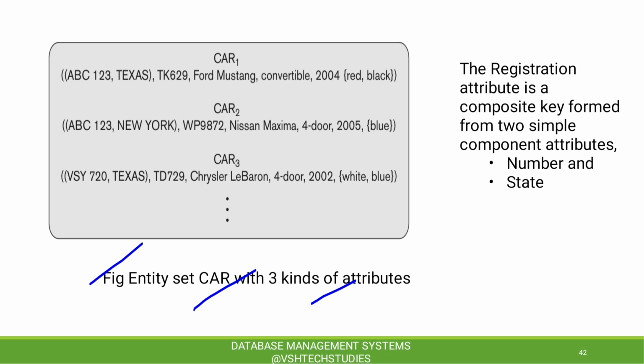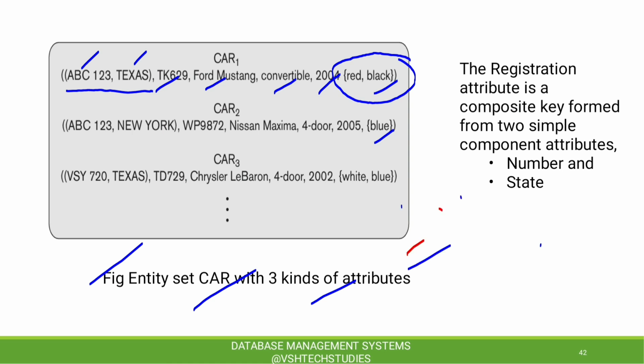So here vehicle ID, vehicle model, make, year are simple attributes. Registration ID is the composite attribute which is further divisible into two, one as state code, another as number. And colors attribute is a multivalued attribute which can have one value or, at the maximum, two values. This figure shows the value sets for the three car entities for different attributes.